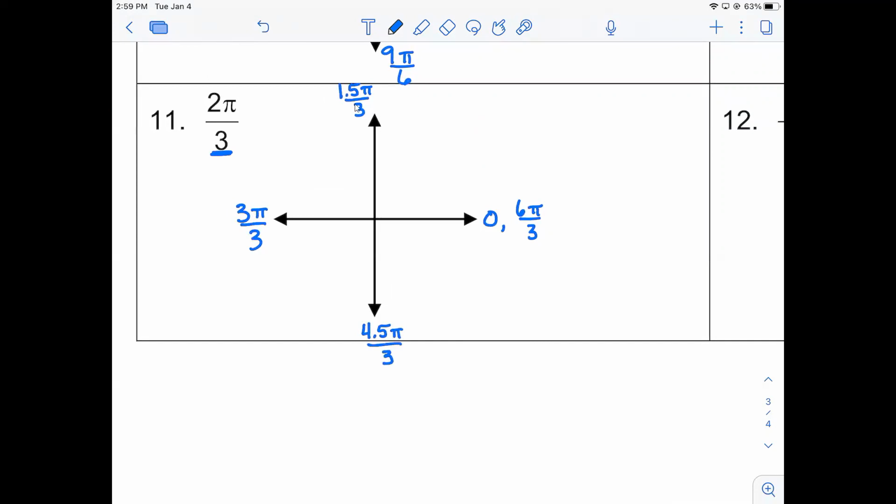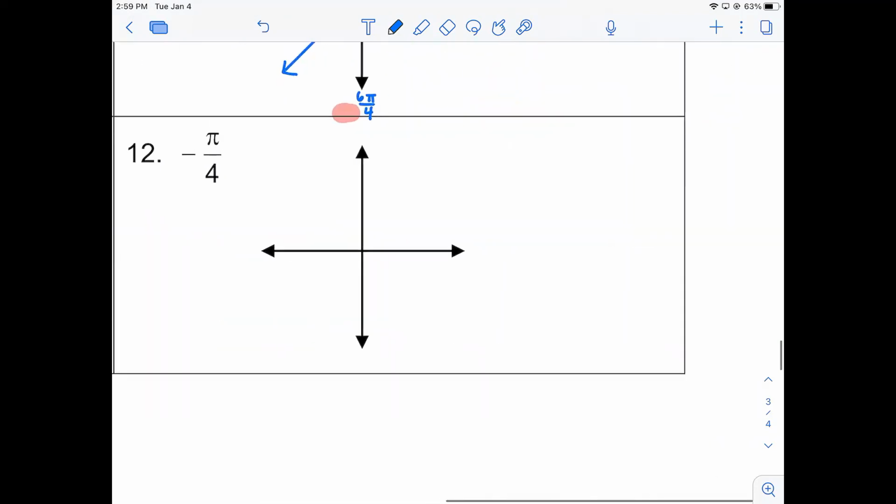Okay, so to be able to graph this, all I have to do is I need 2 pi over 3. Well, this is 1.5 and this is 3. So 2 pi over 3 has to be somewhere in here. Okay, and you see it's a little bit closer to the 1.5, because 2 is closer to 1.5 than it is to 3.